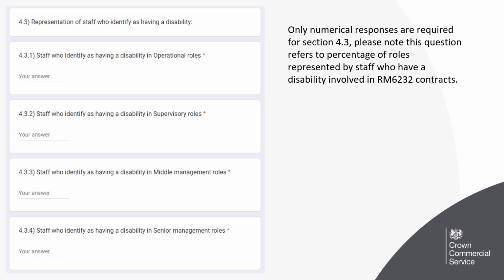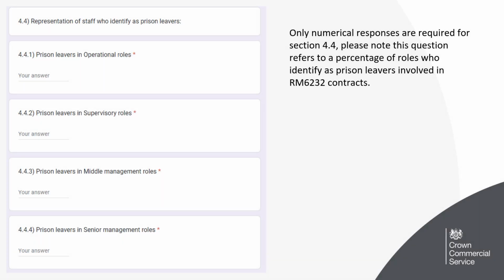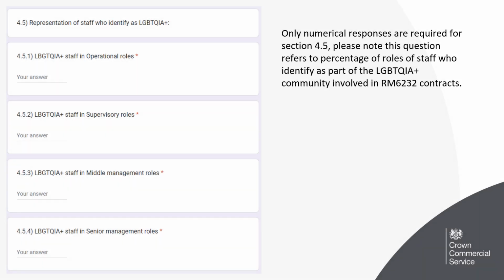Performance Indicator 4.3 asks for a percentage against each role within your organisation who identify as having a disability on RM6232 contracts specifically. Performance Indicator 4.4 asks how many staff members against each role within your organisation identify as prison leavers on RM6232 contracts specifically. Performance Indicator 4.5 asks for a percentage for each role within your organisation identifying as part of the LGBTQIA+ community on RM6232 contracts specifically.